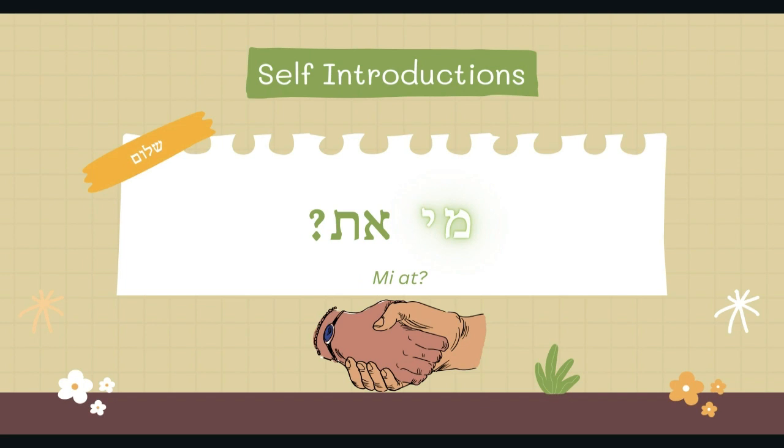Ruben also asked Tova, mi at? Do you remember what at means? Tov meod. At means you in feminine. Mi at. Can you guess what mi at means? Very good. Mi at means who are you, to the female.